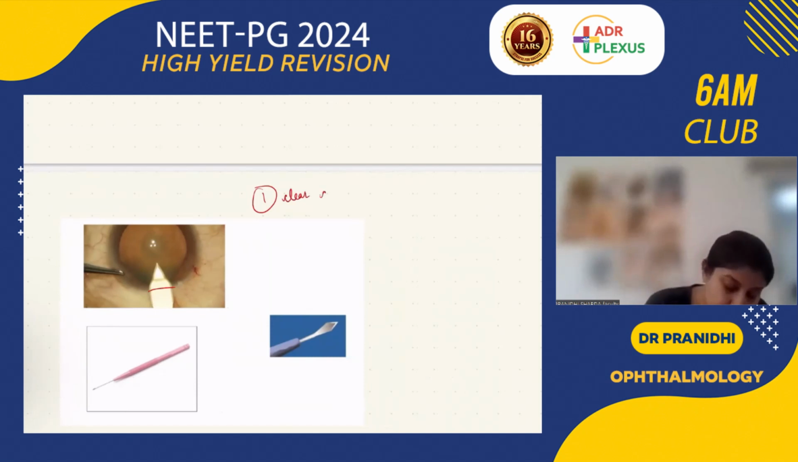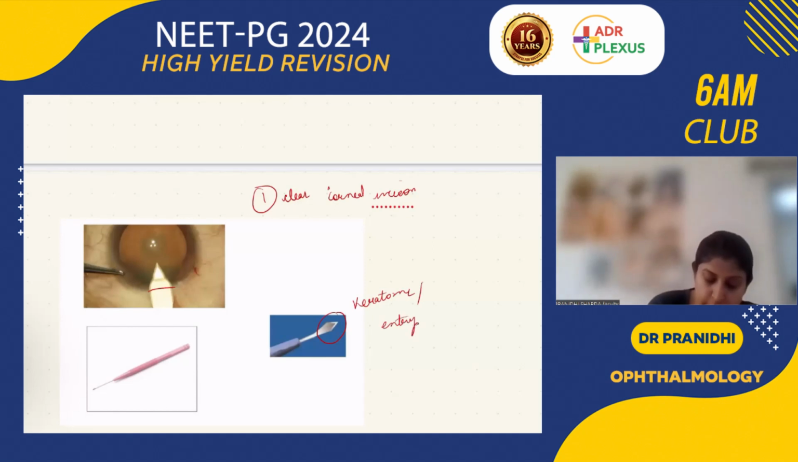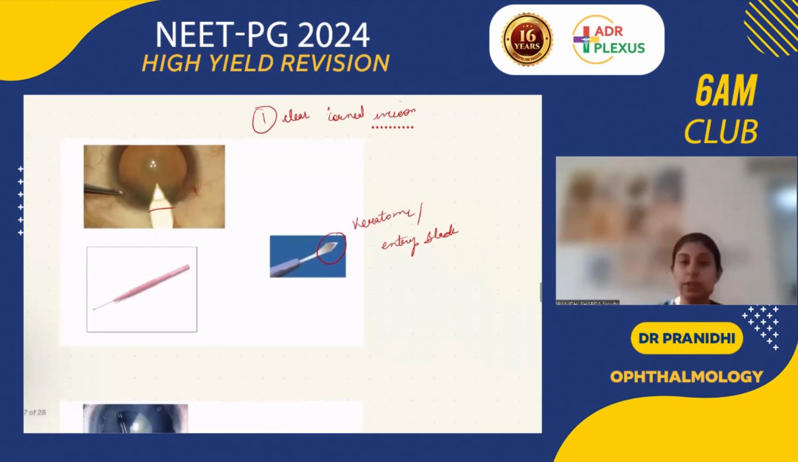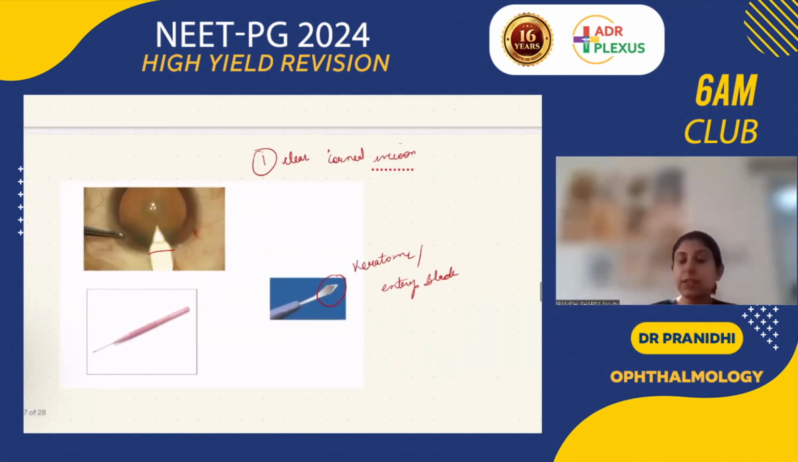First step is giving a clear corneal incision with the help of this entry blade, known by the name of keratome. We are entering into the eye, into the cornea. Whenever we enter the eye, the aqueous humor will move out, so we maintain the chamber with the help of viscoelastics. We maintain the chamber and we have entered the eye.